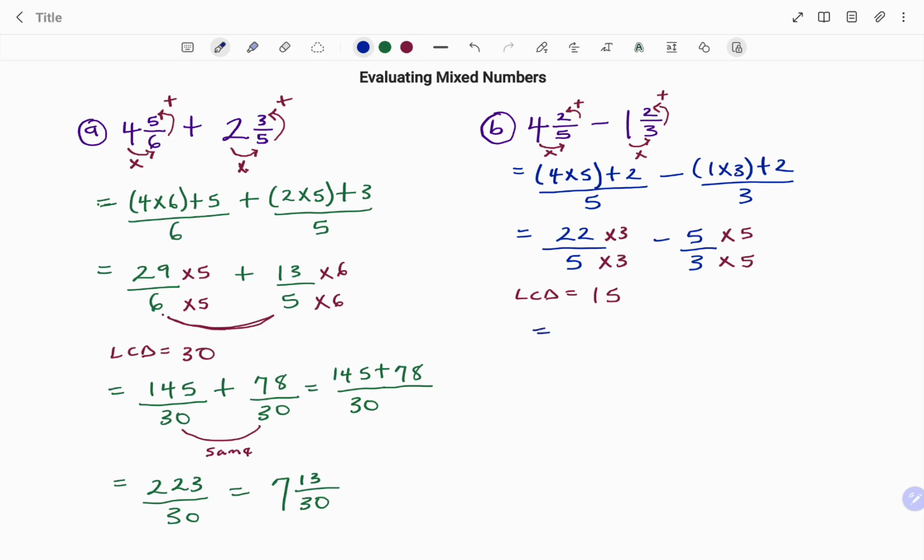And what I will have is 22 times 3, 66 over 15, minus 5 times 5, 25 over 15. And because now the denominators are the same, putting them under the same denominator, which is 15, I have 66 minus 25. That will be 41. And if I change that into a mixed number, I have two groups of 15 with a remainder of 11 out of 15. Let's look at the next two examples.